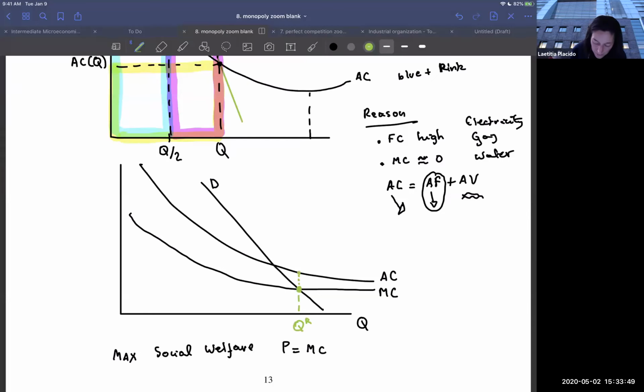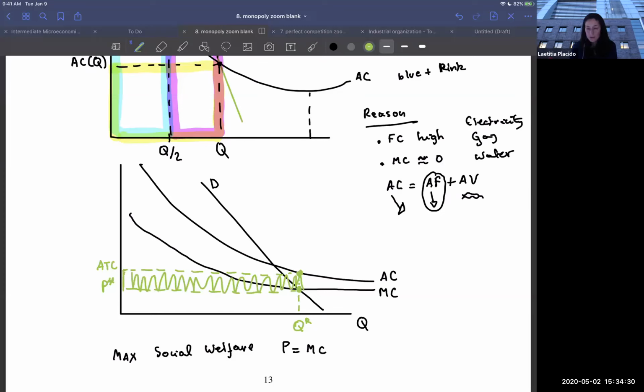What happened here? Well, if I set price equals marginal cost, then the firm is making losses. Why? Because average total cost is above the price. So if I set price equals marginal cost, and I am in this decreasing part of the average total cost curve, then it will be the case that the firm is incurring losses. I'm representing the losses by the green area here.